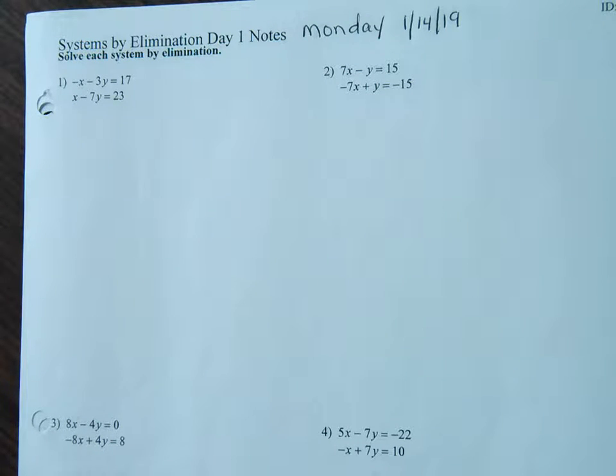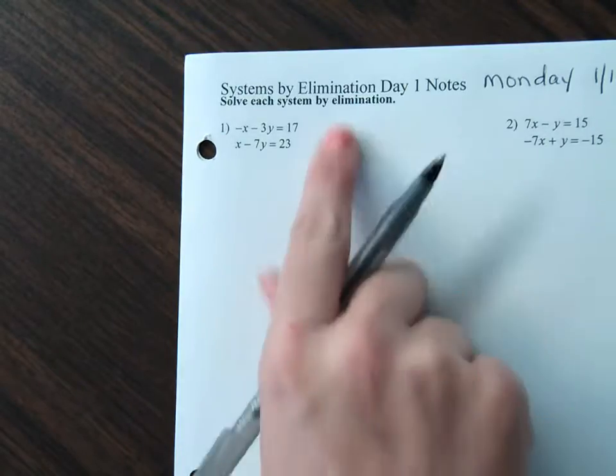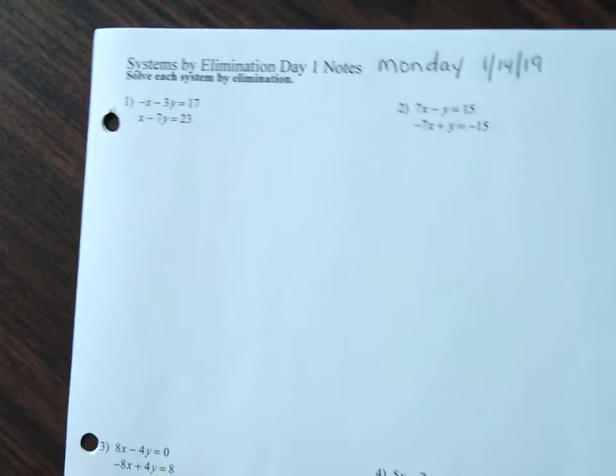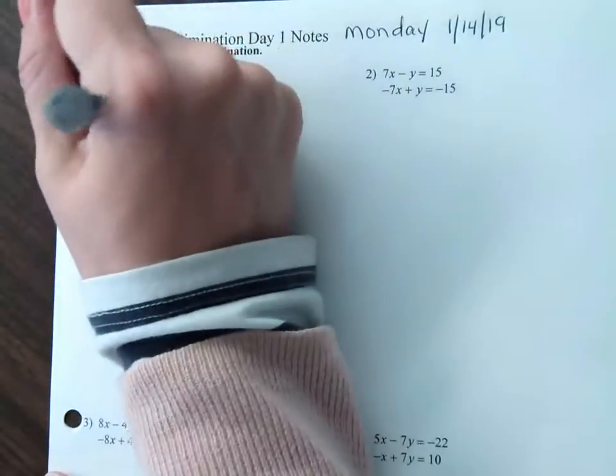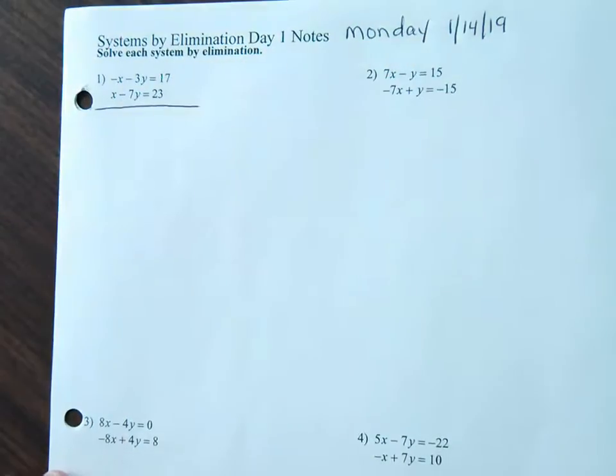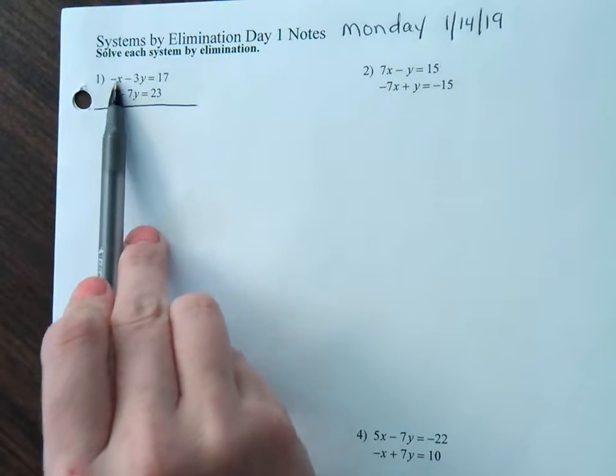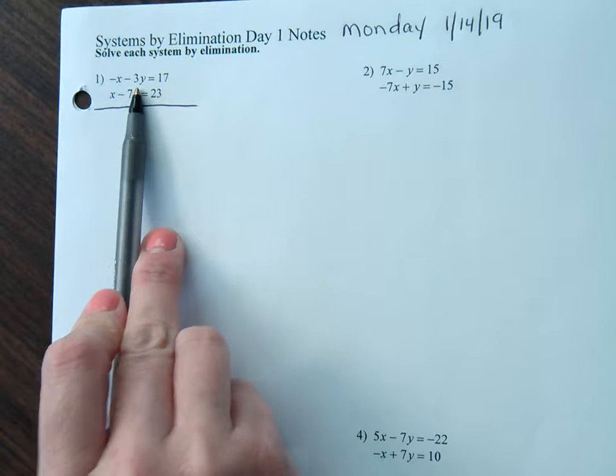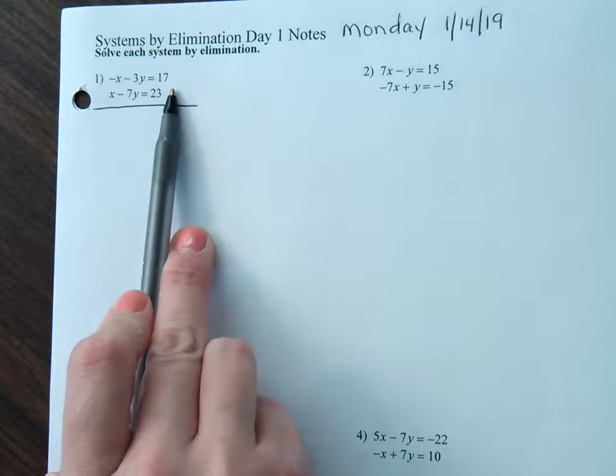Today we're going to talk about how we can solve systems of equations by elimination. Now this is the first day of our notes, so we're going to start off really simple. First thing we need to know, eliminate means to get rid of something. So we need to look for opposites. You should have your x's on top of each other, your y's on top of each other, and your constants on top of each other.